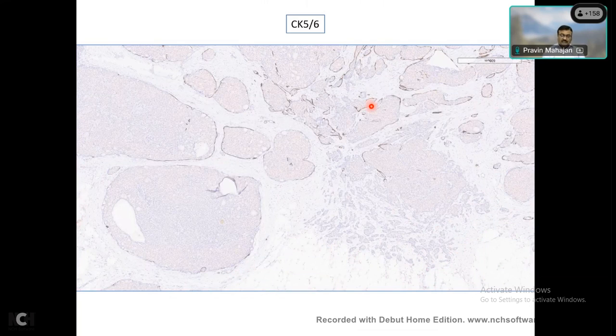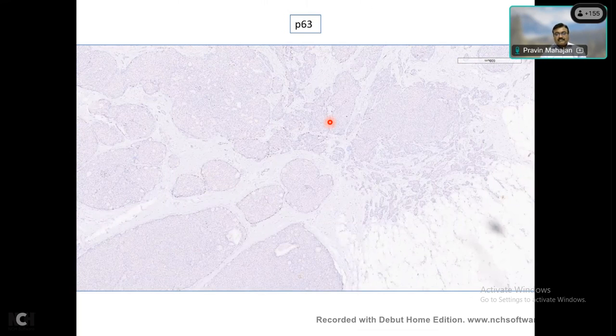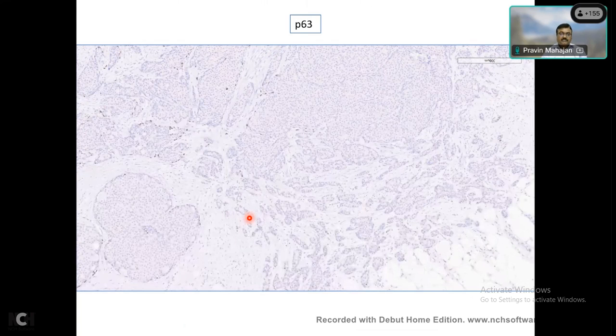If you do CK5/6, it is absent in this area which looks like invasive tumor. It is absent in some areas of the nodules, but it can be discontinuously seen in some of the nodules, which can happen in solid papillary carcinoma. Same thing can be seen in high power. Again, p63 shows that it is absent in this infiltrative tumor, and somewhere it is discontinuously present in the nodules of the solid papillary carcinoma, but it is definitely absent in the invasive tumor.